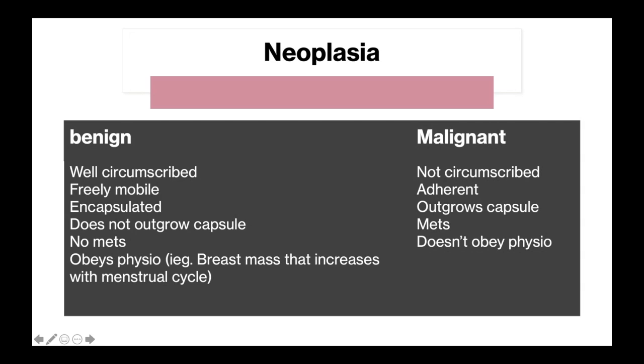So again, this is a really good slide. You want to make sure you know the difference. One moves around more than the other. One outgrows the capsule. One can metastasize, the other can't. Because you may have a question where a patient comes in with a tumor on their breast, and what would indicate that the tumor is malignant or benign, right? And then it gets bigger during their menstrual cycle or whatever.